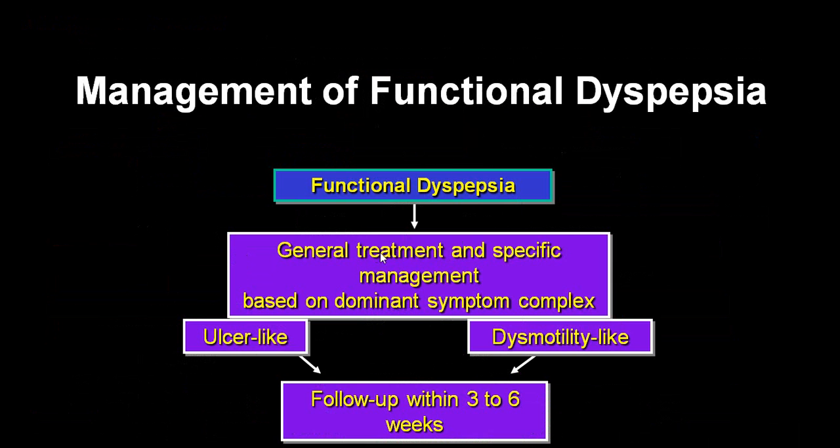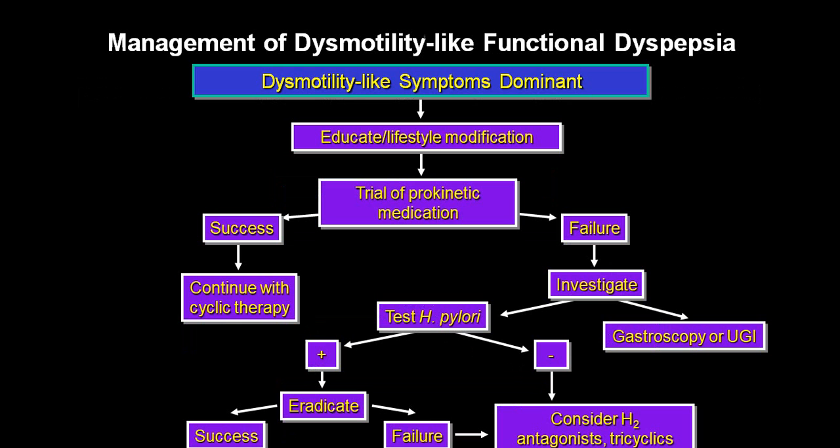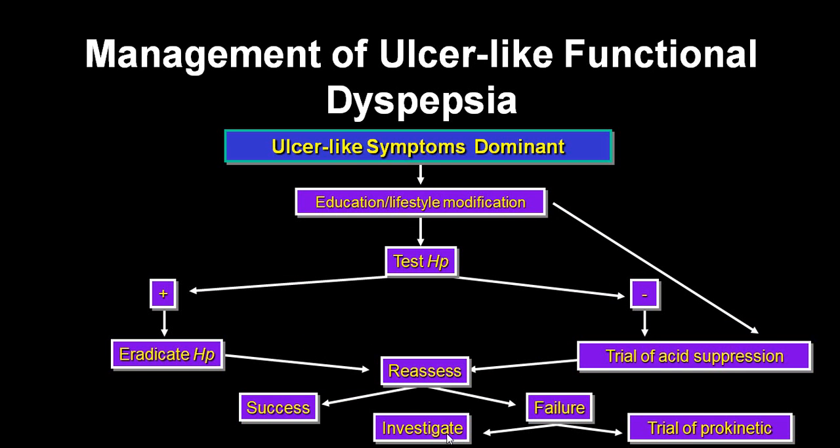Again, management wise, first always decide whether it is ulcer-like or dysmotility-like. If it is postprandial, the first preference is a prokinetic with a proton pump inhibitor as a second choice, and in ulcer-like, a proton pump inhibitor is the first choice followed by prokinetic drugs. For dysmotility-like, this will be the way, and for ulcer-like, this will be the way you go. Already we have discussed, so at your leisure time you can go through.